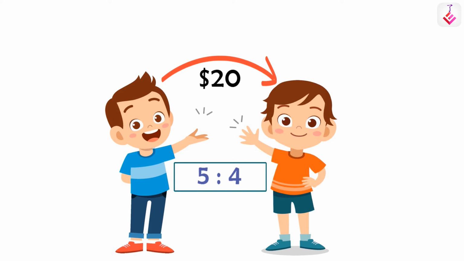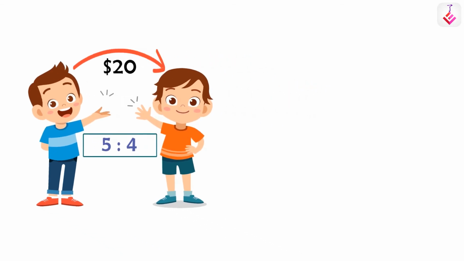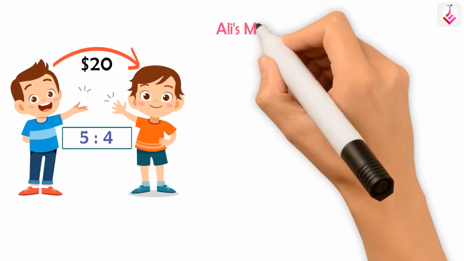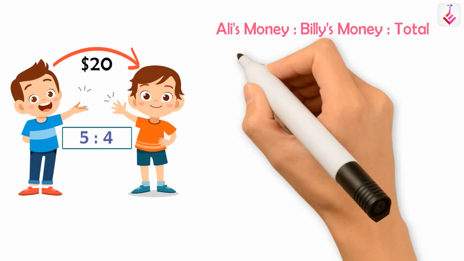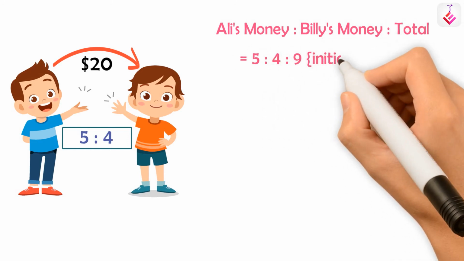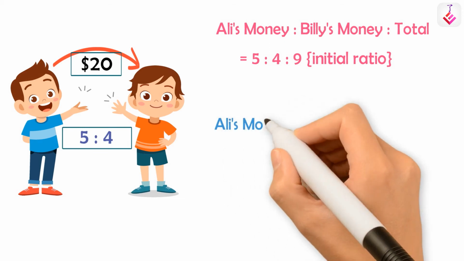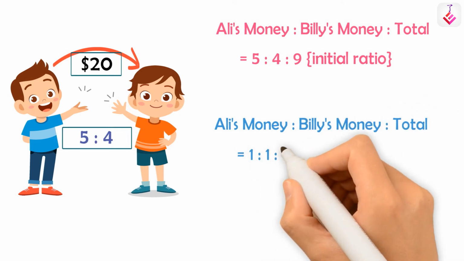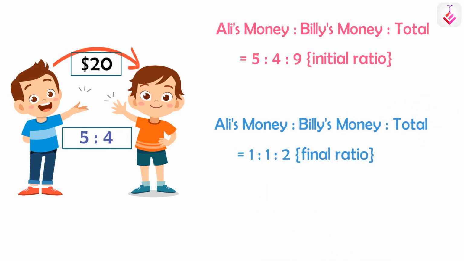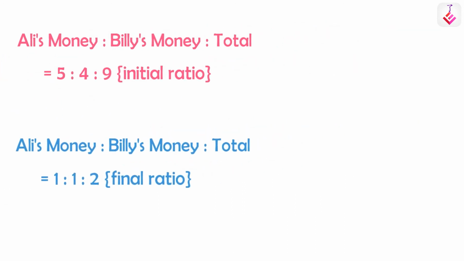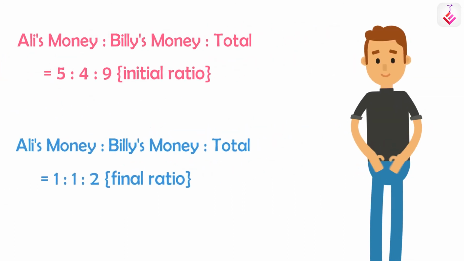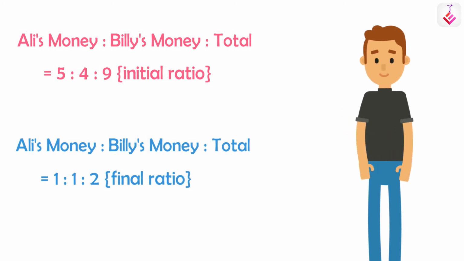Since Ollie gave money to Billy, their total amount remained the same. Before. Ollie's money to Billy's money to total equals 5 to 4 to 9. Initial ratio. After Ollie gave Billy $20, they had an equal amount of money. Thus, the ratio becomes like this. Ollie's money to Billy's money to total equals 1 to 1 to 2. Final ratio.